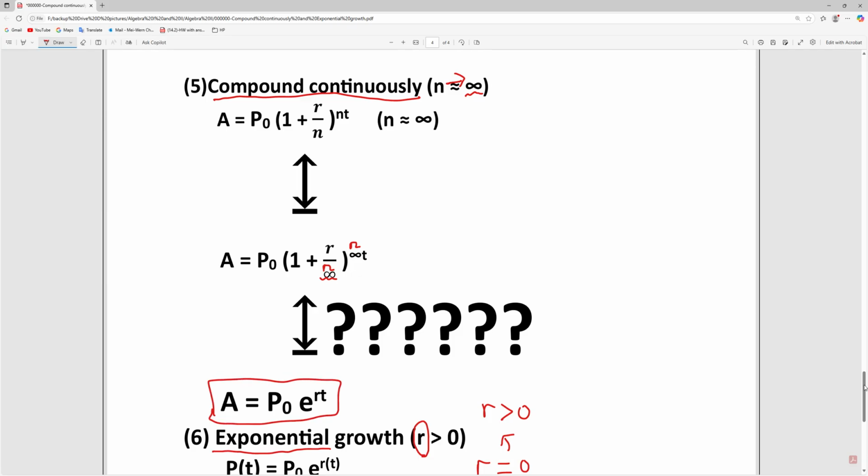Okay, but you need to learn calculus in order to understand the process. How can we convert this compound formula, the compound continuously formula, to become an exponential formula? Exponential means you have an exponent.